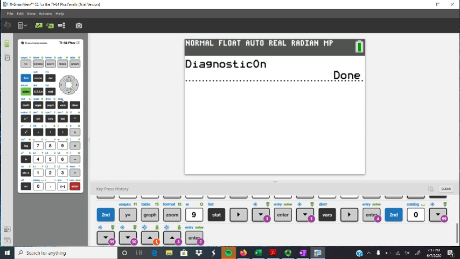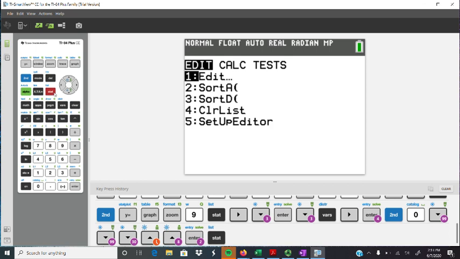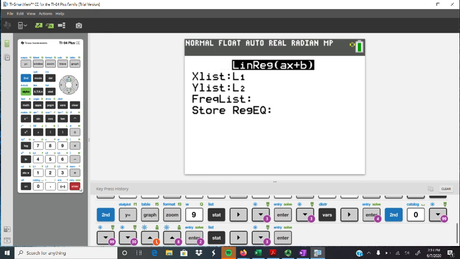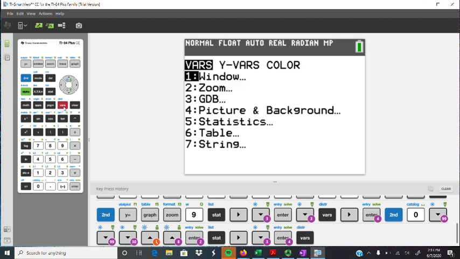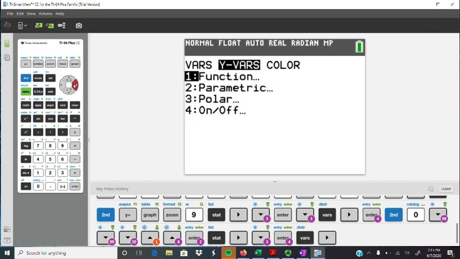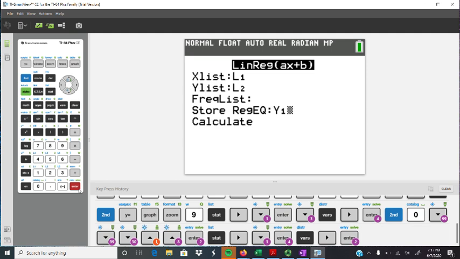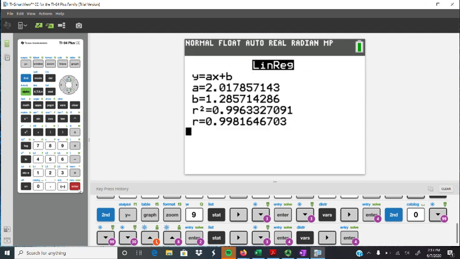It's done. Now we have that turned on. So now let's go back to stat, back to our calc, back down to linear regression. Enter, and enter. Again, let's store our equation, and we're going to put that in y vars. Function is good, y1 is good. And then calculate. So now I get my numbers.